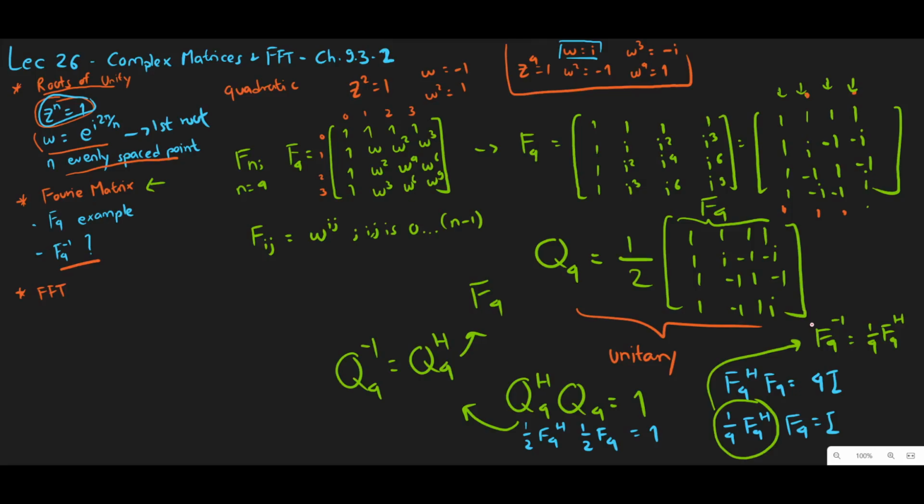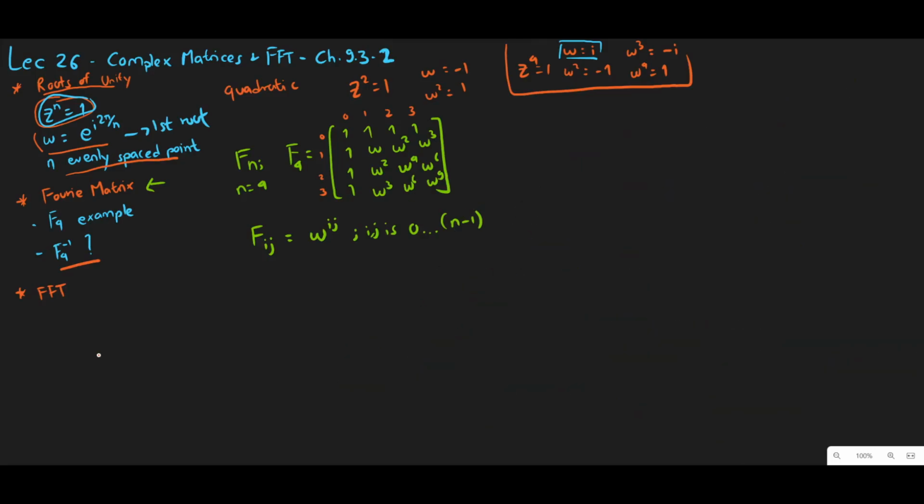So probably this is a more correct and easier way to find the F4 inverse. Okay, now I'm ready to move on to the FFT, but let me delete some of this first. Now, I will not go into too much detail, but we are interested in computing y equals Fc.